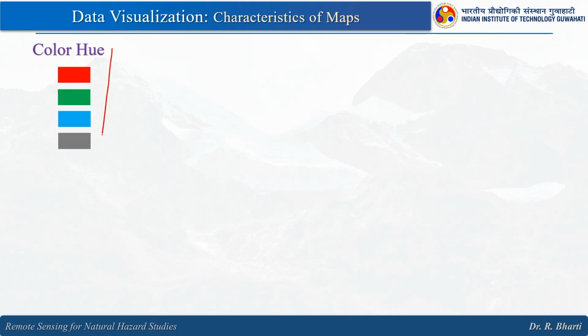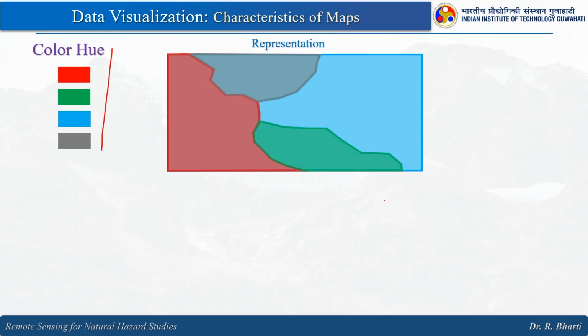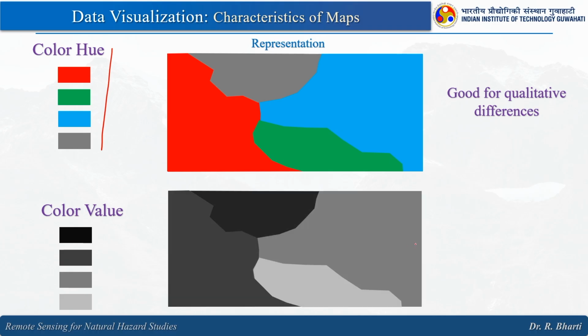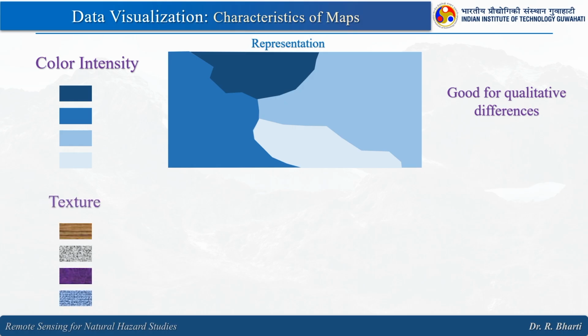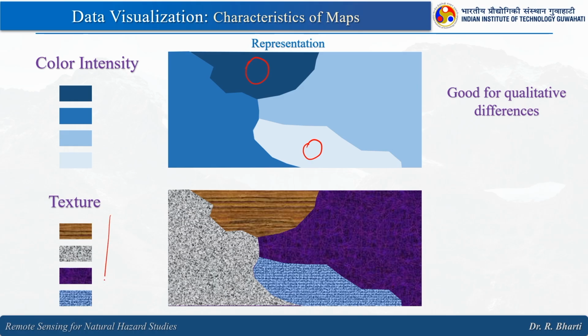Similarly, color hue can also be used, and here the color value can also be used, right. Different color or hue will be used to represent the values. Then color intensity will help you to represent the value strength. So, if the value is very less, it may be light, if it is dark, that means the value is high. Or different texture for different parameter or different object or target can also be used.